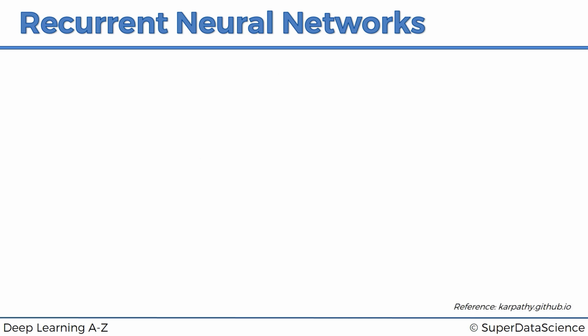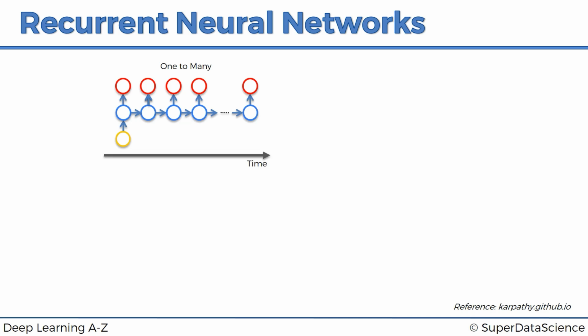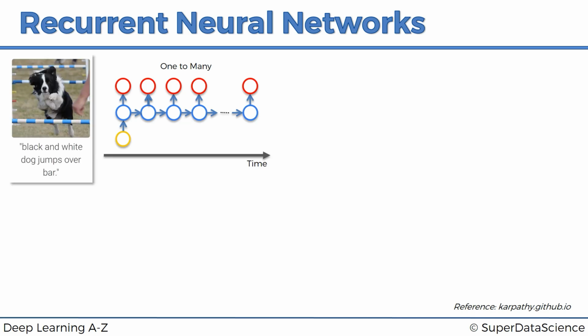So let's have a look at a couple of examples. A huge shout out to the Karpathy blog, karpathy.github.io. Some of these examples are from there. So, one-to-many relationship: this is when you have one input and multiple outputs. An example of this is an image where a computer describes the image. You have one input, the image, and that would go through a CNN, and then it would be fed into an RNN.